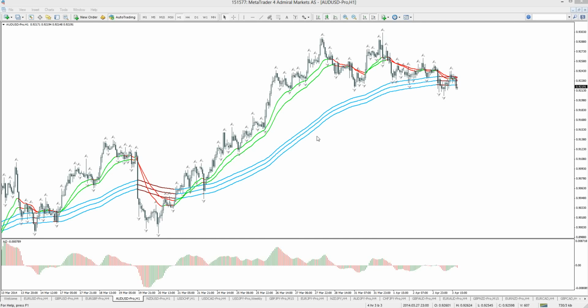Momentum and trend. And we want to trade with the trend and with the momentum. So that's the idea. Okay, so when we have green momentum and we have blue trend, that means both are bullish. When we have red and red, both are bearish. That's the idea. You can use this setup on all time frames.